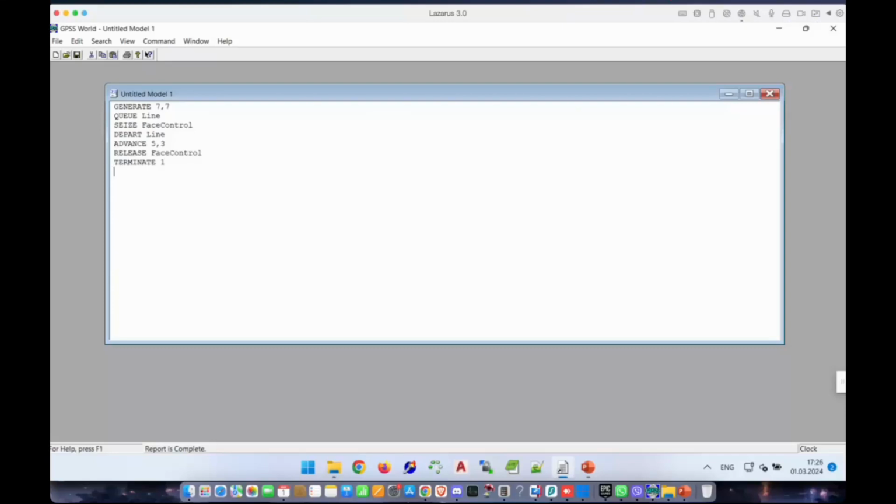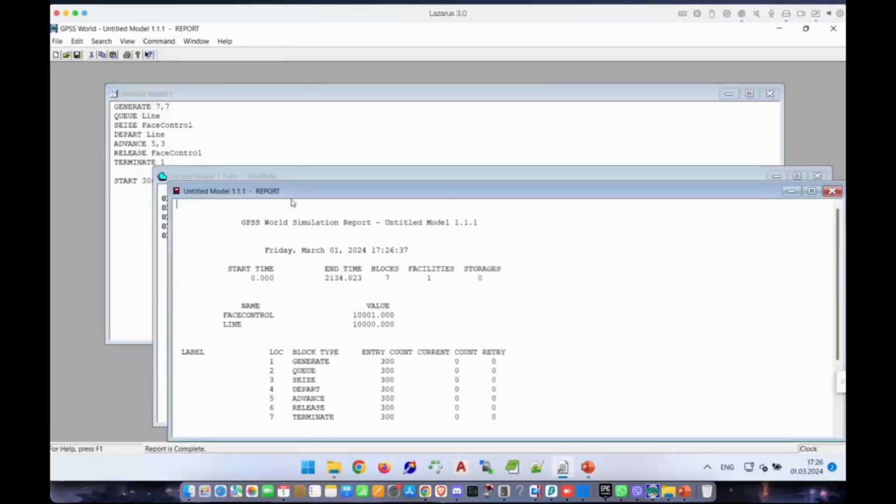If we would like to run the simulation without specifying how many transacts should go out from the system, we can write somewhere at the end of the code, start, and then the amount of transacts we're waiting to be out from the system and registered. Okay, and now we can run it.